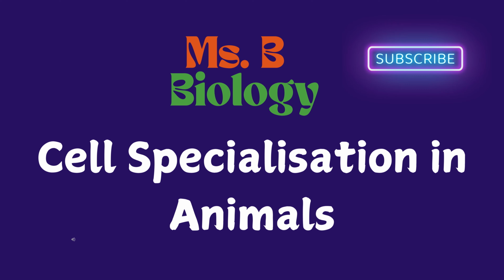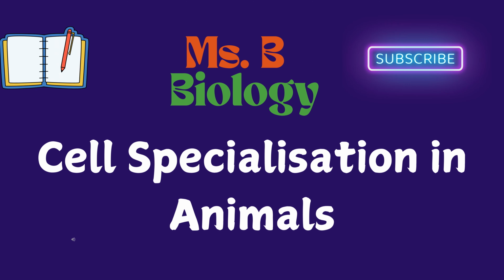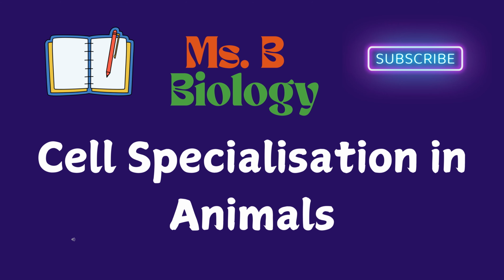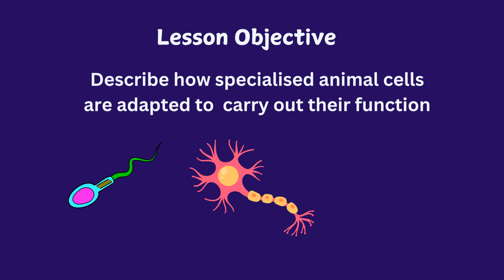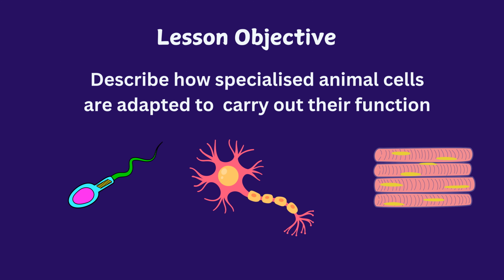This is a revision lesson on cell specialization in animals. So grab your book and grab your pen and let us begin. The lesson objective is to describe how specialized animal cells are adapted to carry out their function. We'll be looking at three different types of specialized animal cells: the sperm cell, nerve cell, and the muscle cell.